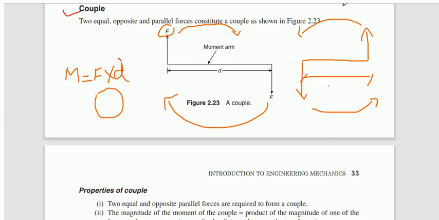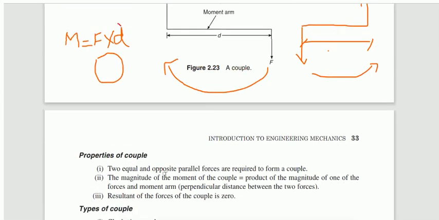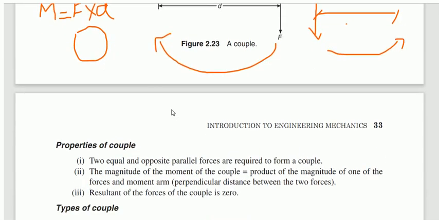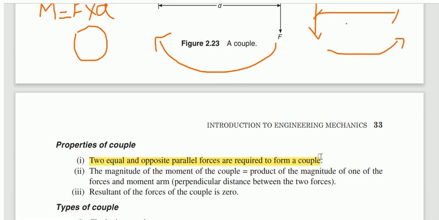And we can see some of the characteristics of the couple. You are already aware of the characteristics of forces. Like that, we can have some properties of the couple. What are those properties? Two equal, opposite, parallel forces are required to form a couple. That is the characteristic of the couple we are talking about here.